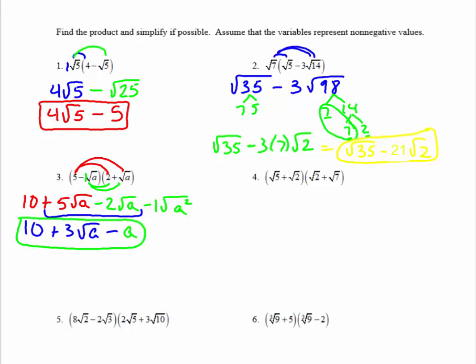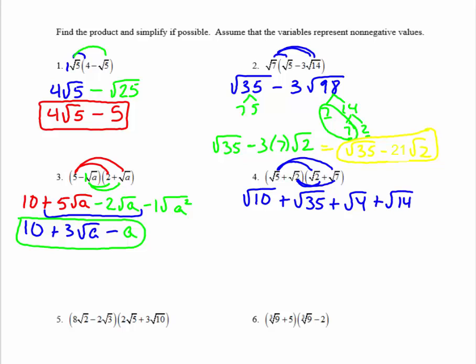Number 4. The square root of 5 plus the square root of 2, times the square root of 2 plus the square root of 7. So we'll distribute. The square root of 5 times the square root of 2, they're both underneath the same index, so we'll multiply those and we get the square root of 10. The square root of 5 times the square root of 7 is the square root of 35. The square root of 2 times the square root of 2 is the square root of 4. And the square root of 2 times the square root of 7 is the square root of 14.